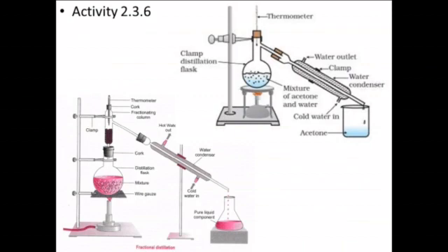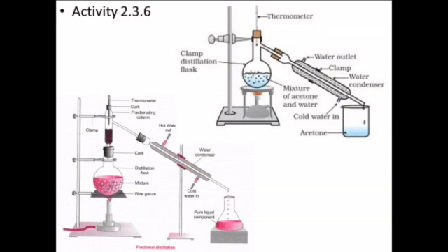Next topic is how can we separate a mixture of two miscible liquids? Let us try to separate acetone and water from their mixture. Take the mixture in a distillation flask. Fit it with a thermometer as shown in the figure. Heat the mixture slowly, keeping a close watch at the thermometer. The acetone vaporizes, condenses in the condenser, and can be collected from the condenser outlet.